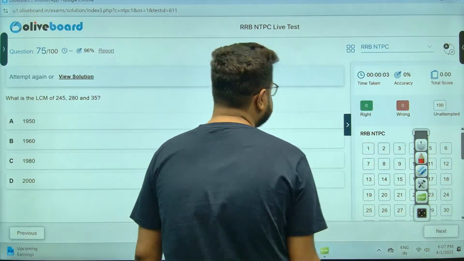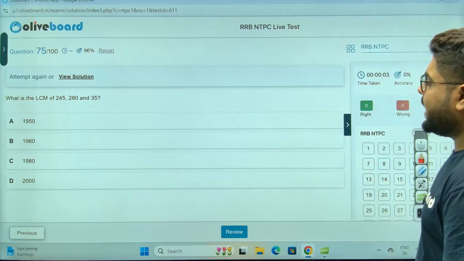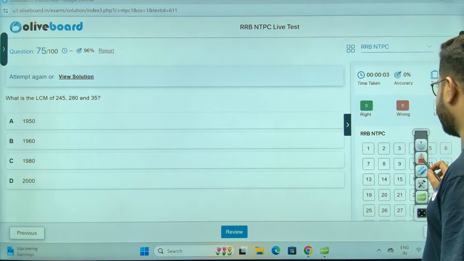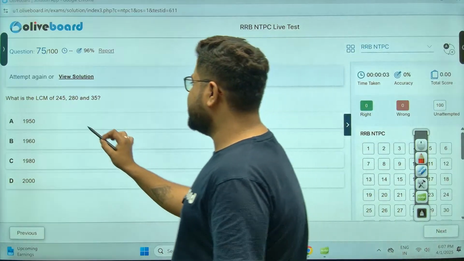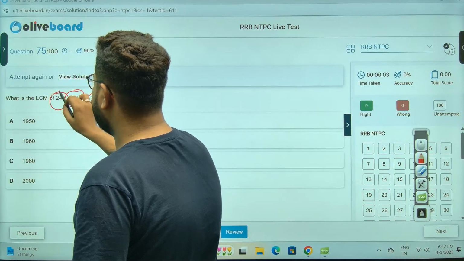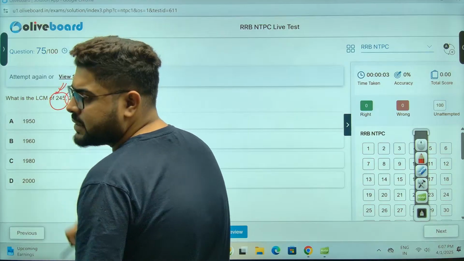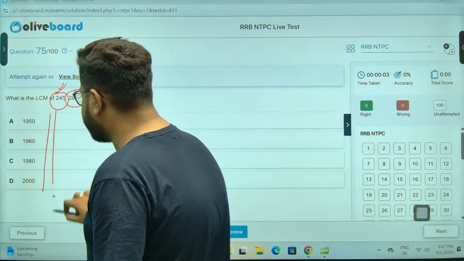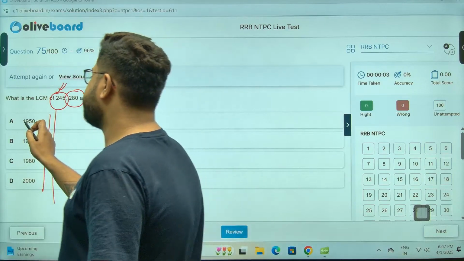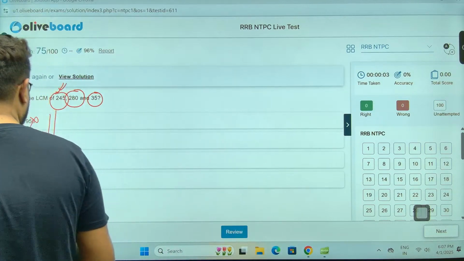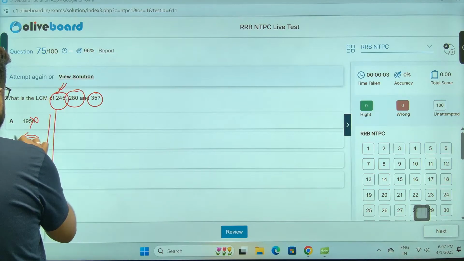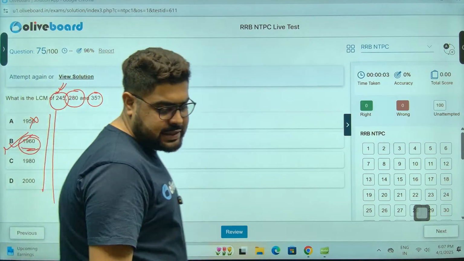So next one. LCM question again. I'm skipping this question. LCM means 7 5s are this, 7 4s are 40s, 7 5s are 35s. So just check which option is divisible by 7. 7 2s are 14, 45 no. Sorry, 55 no. This is the answer, this is divisible by 7.